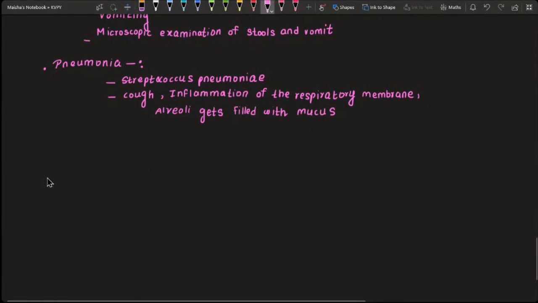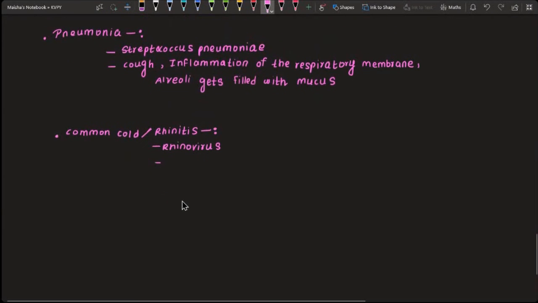Difficulty in breathing is an important symptom of this particular disease. These were bacterial diseases. Now we'll come to viral disease. A very common viral disease which is not very harmful is the common cold. Common cold is mostly acquired very frequently, and another name of common cold is rhinitis because it is caused by a rhinovirus.